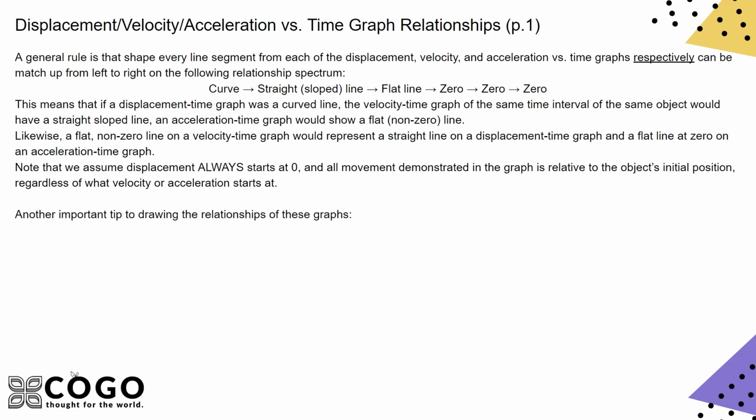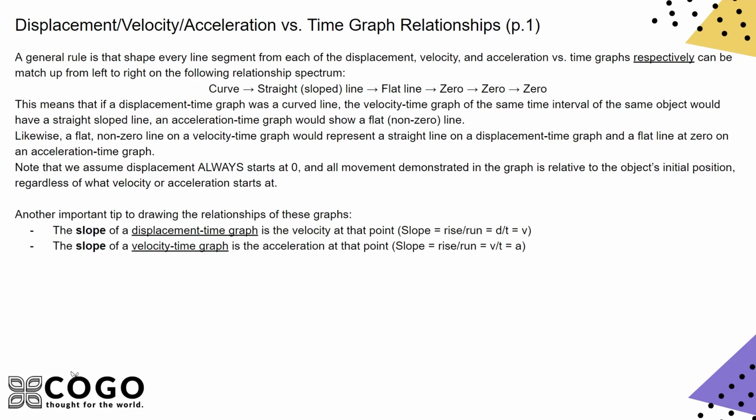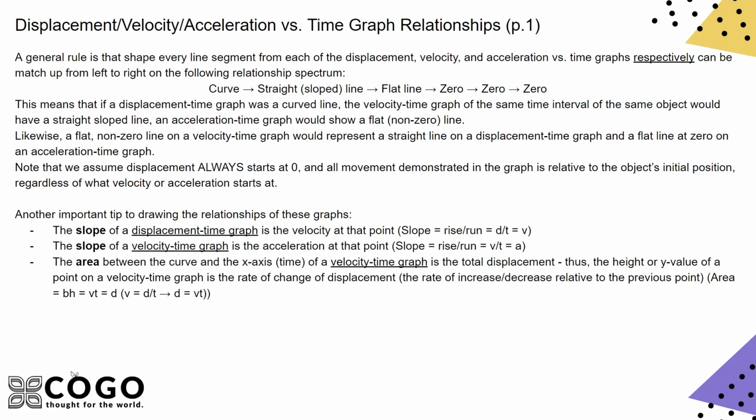Here's another important tip to drawing the relationships of these graphs. The slope of a displacement time graph is the velocity at that point. The slope of a velocity time graph is the acceleration at that point. The area between the curve and the x-axis, which in this case is time, of a velocity time graph is the total displacement. Thus, the height or y value of a point on a velocity time graph is the change of displacement, or the increase or decrease relative to the previous displacement.